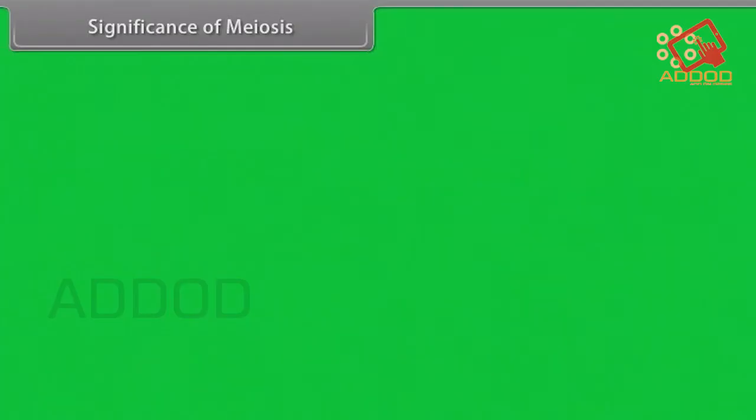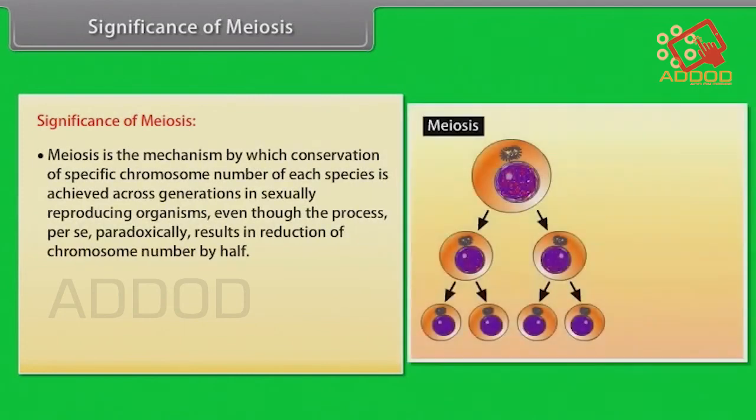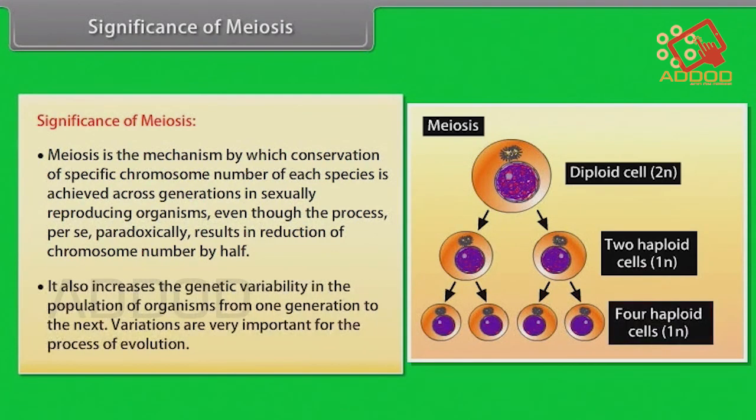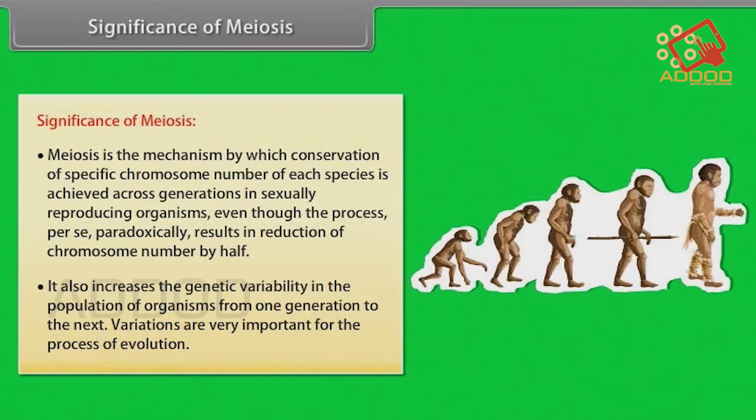Significance of meiosis. Till now we have learned the various stages of Meiosis I and Meiosis II. Now let us know what the significance of meiosis is. Meiosis is the mechanism by which conservation of specific chromosome number of each species is achieved across generations in sexually reproducing organisms, even though the process per se paradoxically results in reduction of chromosome number by half. It also increases the genetic variability in the population of organisms from one generation to the next. Variations are very important for the process of evolution.